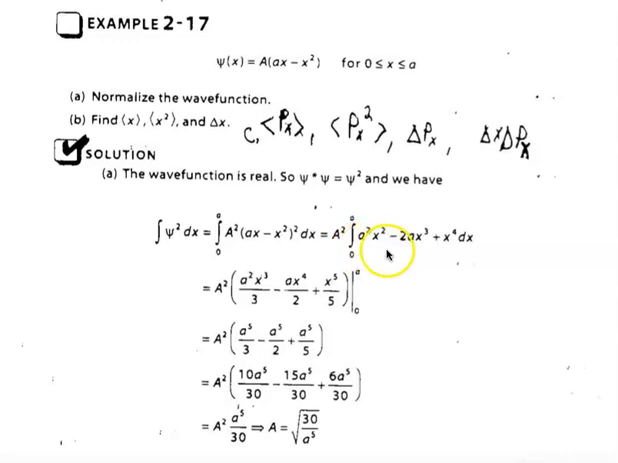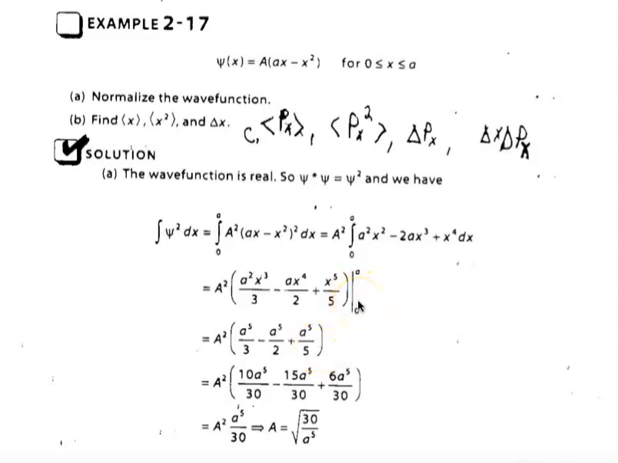Now when you integrate term by term, the integral of a sum is the sum of the integrals. So you get then capital A squared comes out, times the quantity lowercase a squared x cubed over 3 minus a x fourth over 2 plus x fifth over 5, evaluated between 0 and lowercase a. So when you put in the upper limit, you get this result. You put in the lower limit, you get 0.